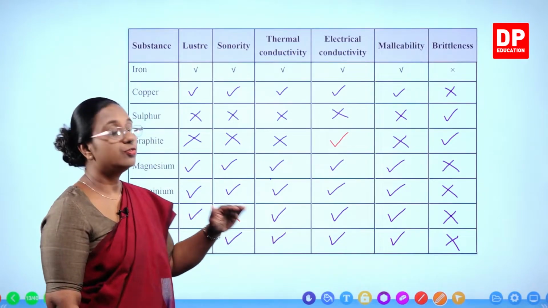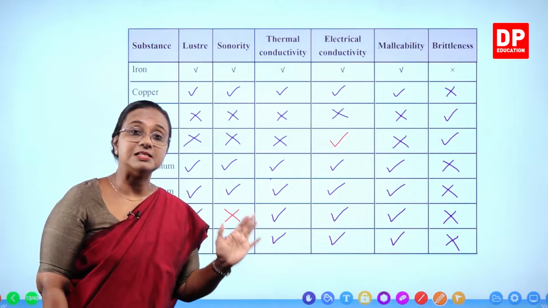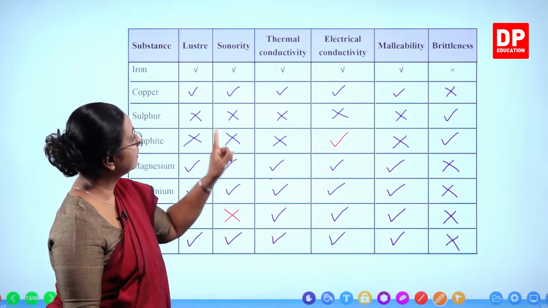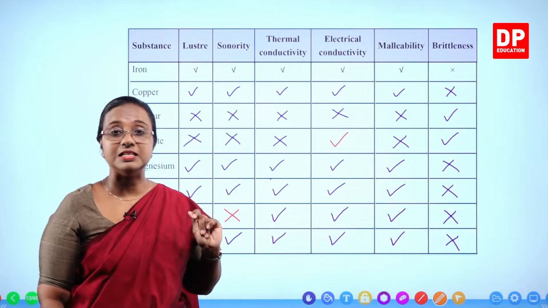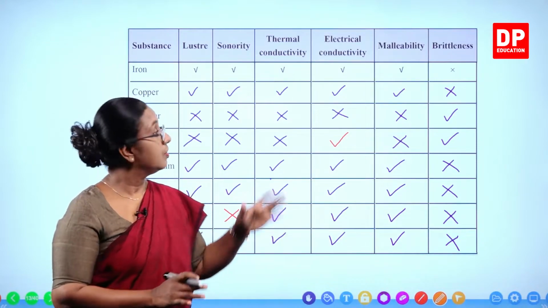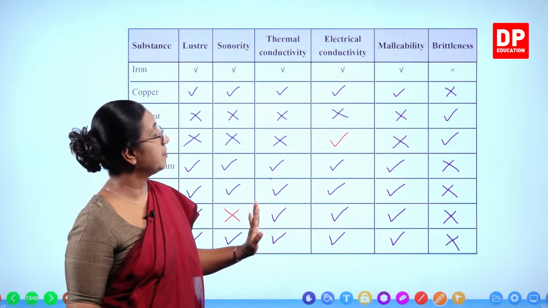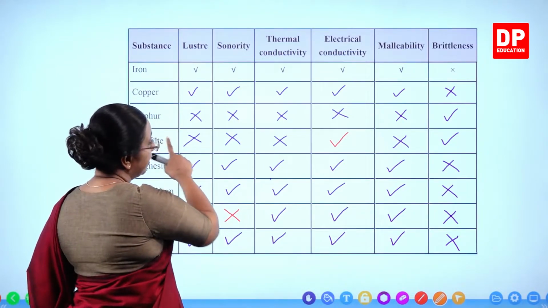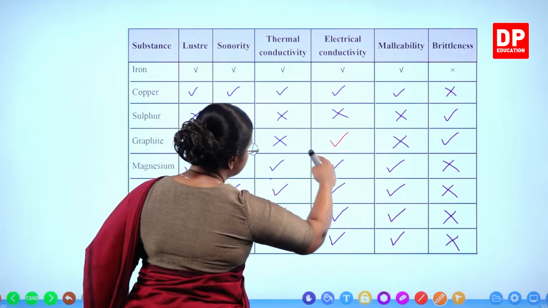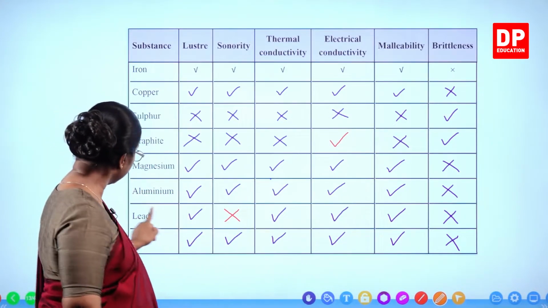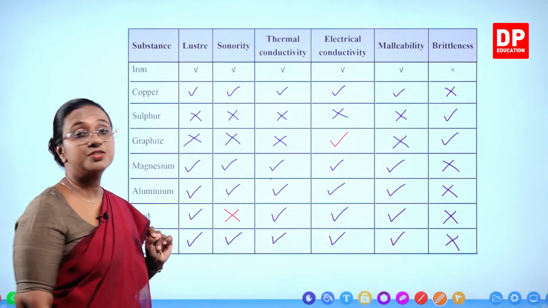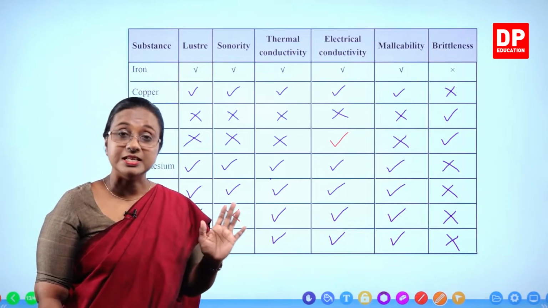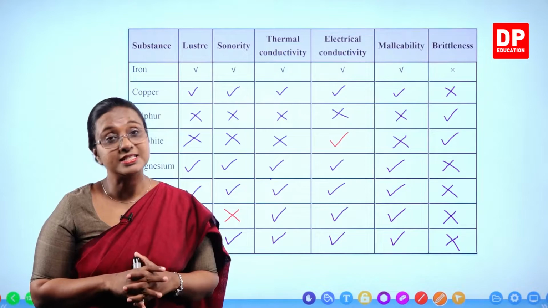So from these you will be able to identify the metals and non-metals. Usually luster, sonority, thermal conductivity, electrical conductivity and malleability are shown by metals. Whereas non-metals do not show these properties, but they show brittleness. There are exceptions. Graphite, although it's a non-metal, it does conduct electricity well. And lead, it does not have the sonorous sound, but it shows all the other properties of metals. So it is a metal. You all have to understand that, students.